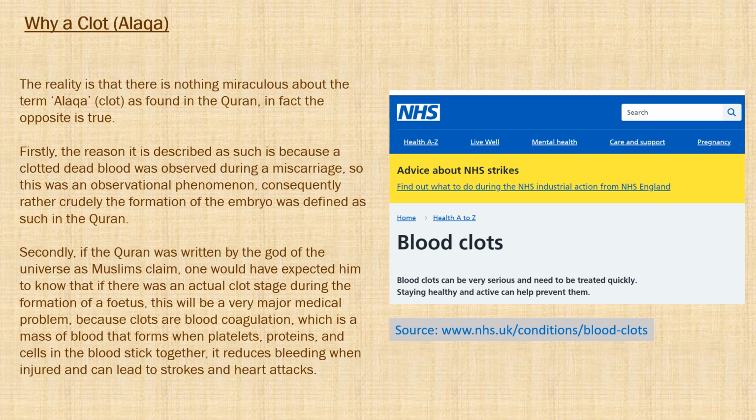Secondly, if the Quran was written by the God of the universe, as Muslims claim, one would have expected him to know that if there was an actual clot stage during the formation of a fetus, this would be a very major medical problem because clots are blood coagulation, which is a mass of blood that forms when platelets, proteins, and cells in the blood stick together. It reduces bleeding when injured and can lead to strokes and heart attacks. This is explained by any medical book or website, as an example of one is here.